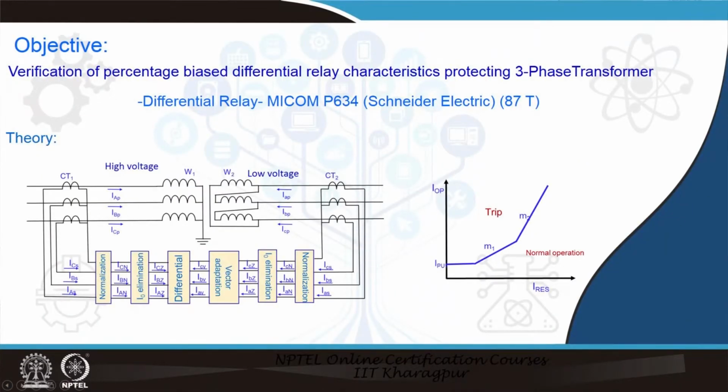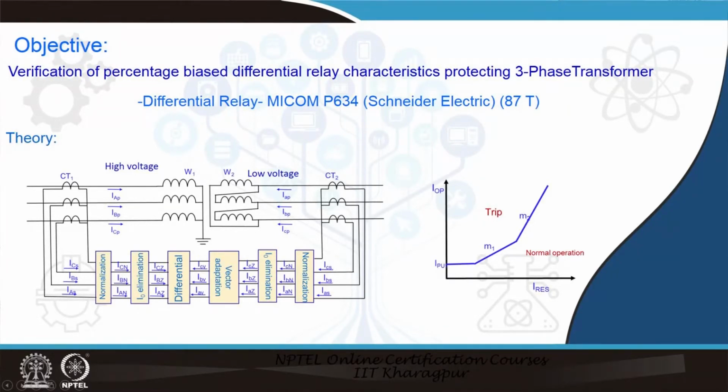So, we are using here the MiCOM P634 of Schneider make. This is our 87T, as it is called per the IEEE number. The purpose is to verify the percentage biased differential relay characteristic, which you already know. Here we talk about the operating current on the y axis and the restraining current on the x axis.